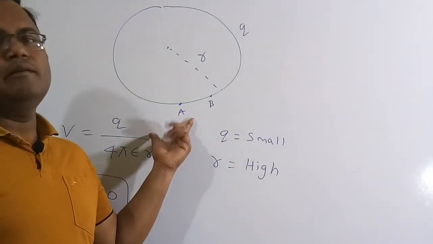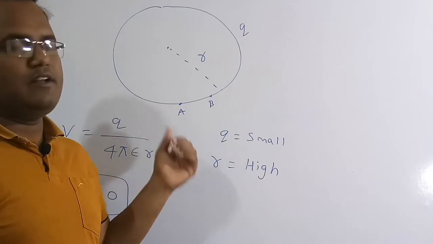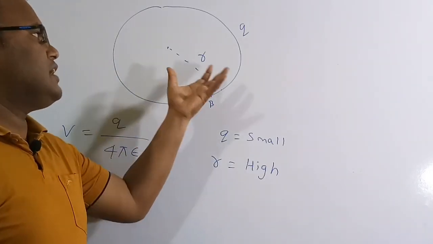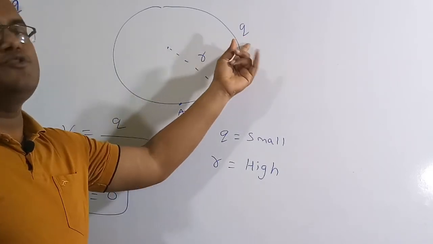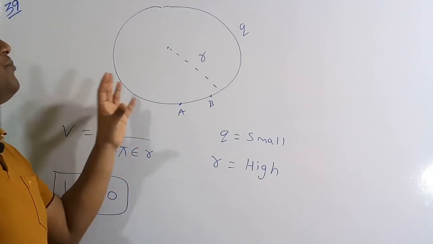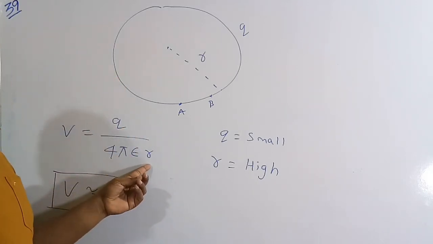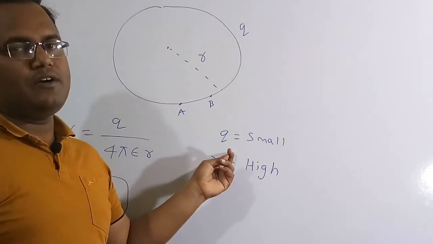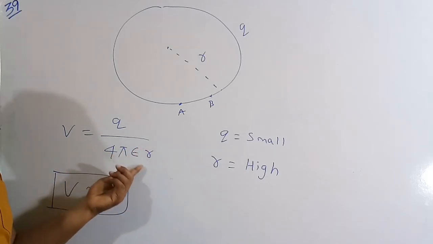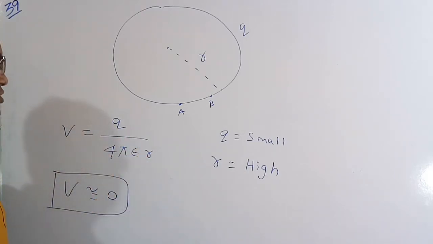Now earth is basically an ellipse in shape, but we are going to assume it is nearly a spherical one. So it is going to have a radius r, and the charge of the earth we are going to assume as q, and r is the radius of the earth. So we can say the potential of the earth, V, is equal to q by 4 pi epsilon r. As the q of earth is very small, whereas the radius of the earth is very high, the denominator is very high compared to the numerator, so the overall ratio will become nearly equal to 0.